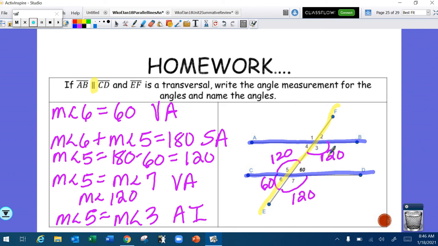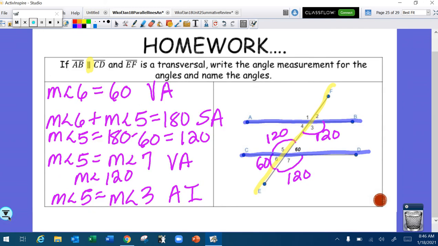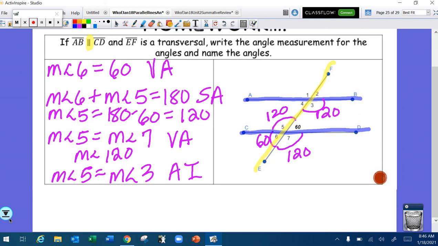So now we can start figuring out some other stuff. And you don't have to necessarily go in the order that I'm going in. This is just my thinking. As long as your logic is good, you can continue to go into these orders.